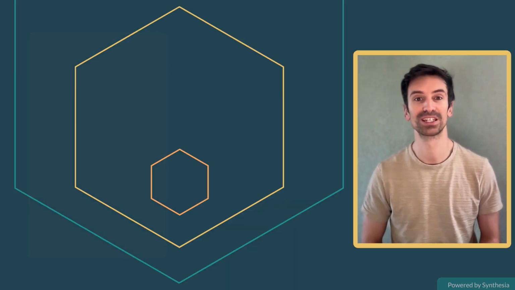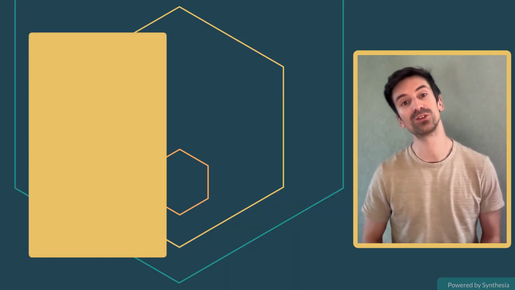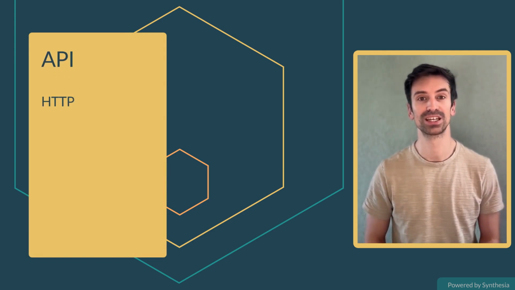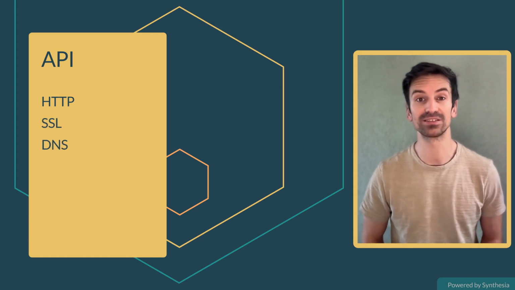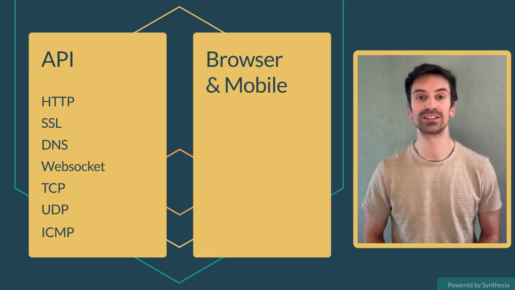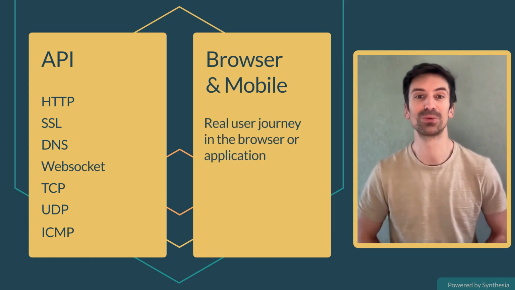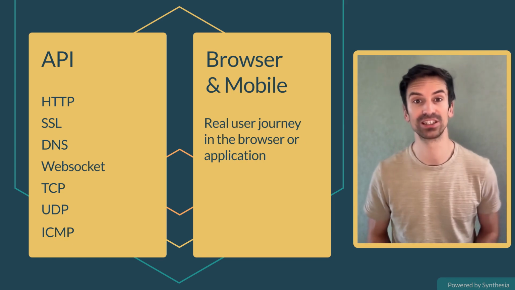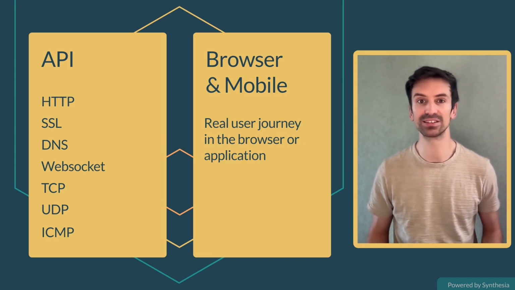Datadog supports three main types. The first type is based on API tests, which run at the network layer across protocols like HTTP, SSL, DNS, WebSocket, TCP, UDP, ICMP. The second type is for browser and mobile tests, which simulate real user journeys in a browser. In total, Datadog supports today 9 different types of tests and multitests, enough to get your use cases covered.